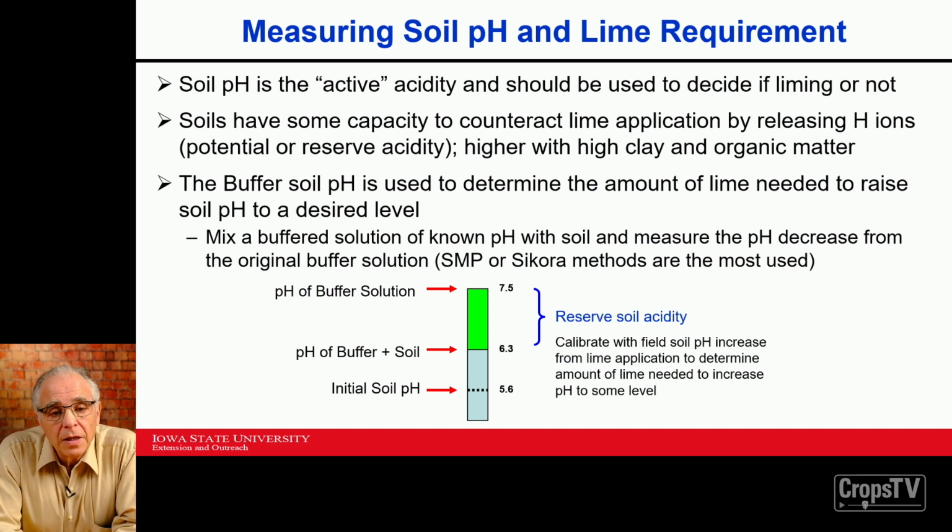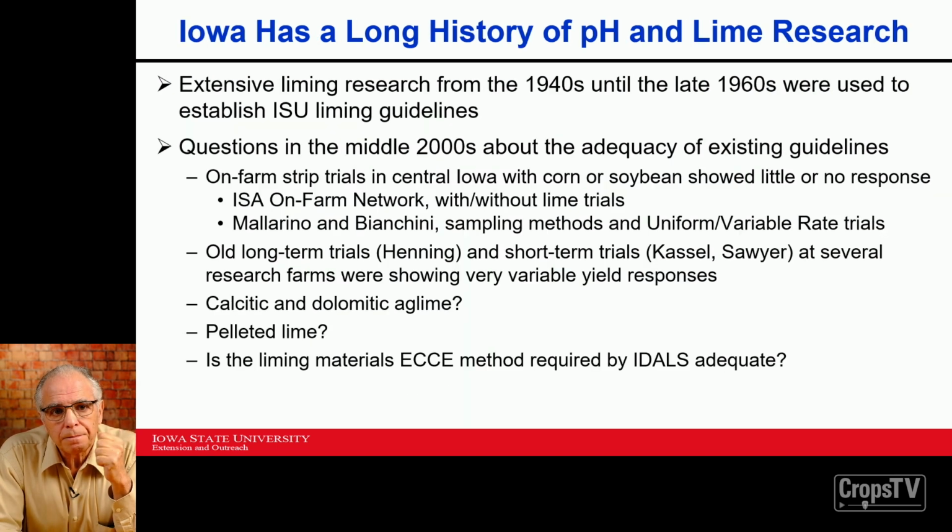And of course, this needs to be calibrated in different soils and with lime application in order to determine the amount of lime needed to increase the pH to some level, okay? So pH is useful to decide if we need lime or not. The buffer pH gives us the lime requirement and how many pounds of lime should be applied, okay?